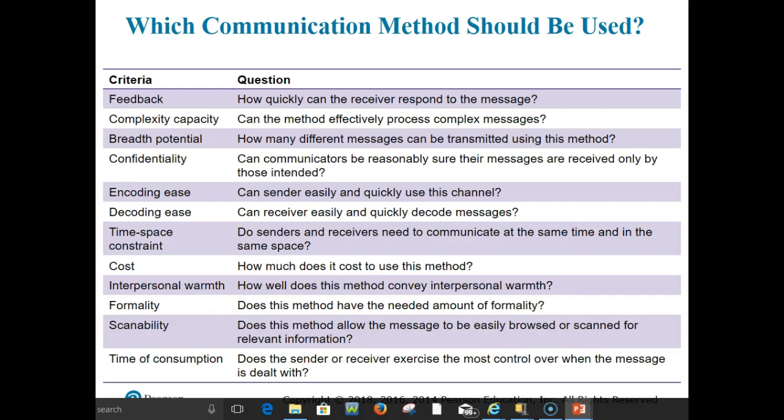Managers have a wide variety of communication methods from which to choose and can use 12 questions to help them evaluate these methods. So, which communication methods should be used? Okay, for feedback, how quickly can the receiver respond to the message? Complexity capacity. Can the method effectively process complex messages? A breadth potential. How many different messages can be transmitted using this method? So these are all questions that you should be asking yourself when engaged in various communication methods.